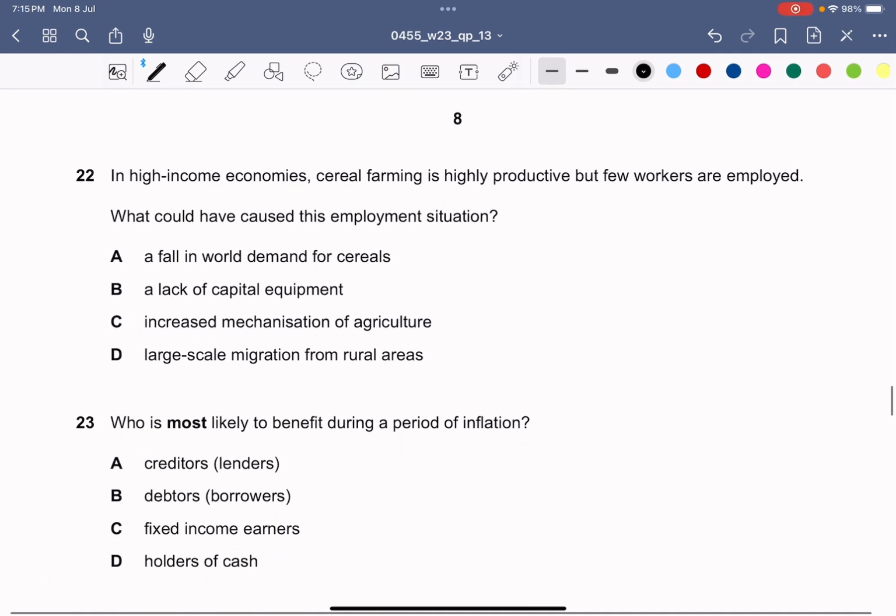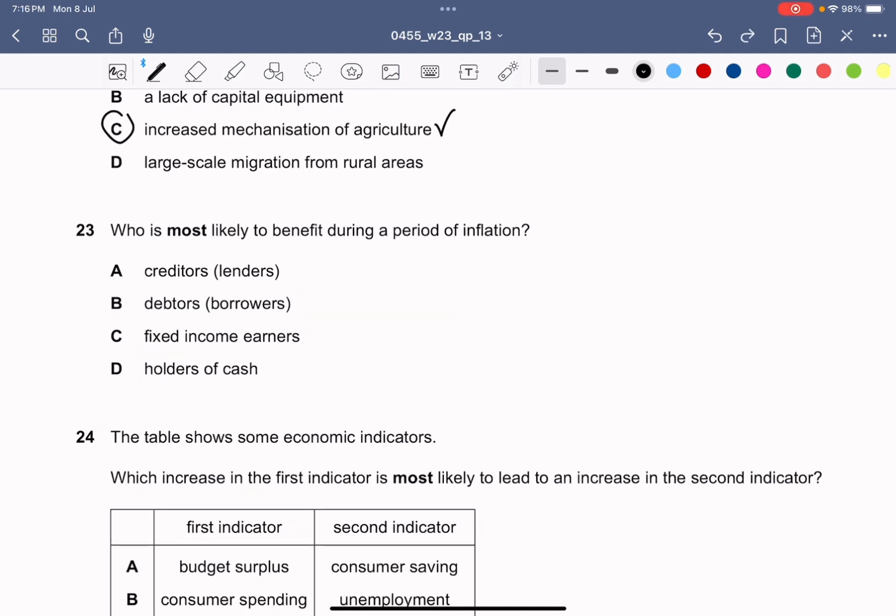22. In high-income economies, cereal farming is highly productive, but few workers are employed. What could have caused this employment situation? Right now, more farmers use machines because machines work more efficiently than workers. So C is correct. Increasing use of mechanization can increase productivity. Answer is C. Question 23.